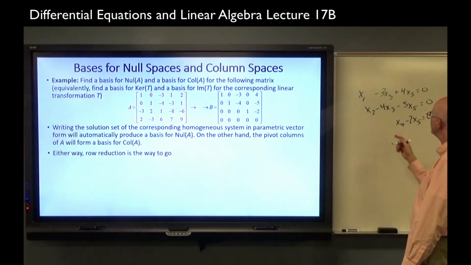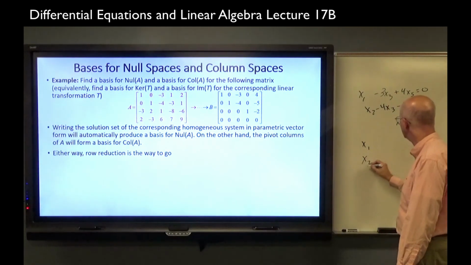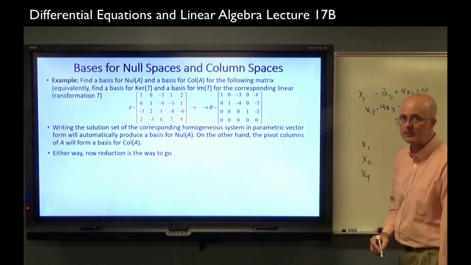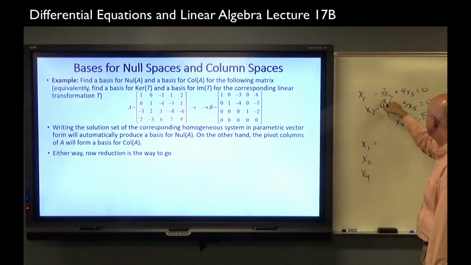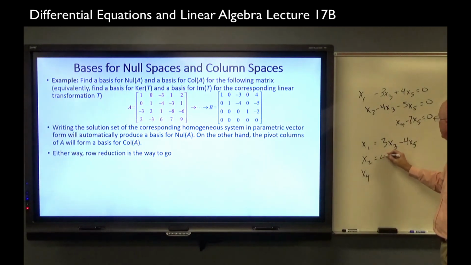We can solve these equations for x1, x2, and x4 in terms of the free variables x3 and x5. For x1, I have to add 3x3 to both sides to get a positive 3x3 and subtract 4x5 from both sides to get a minus 4x5. For this one, I need to add 4x3 and add 5x5. And for this one, I need to add 2x5.